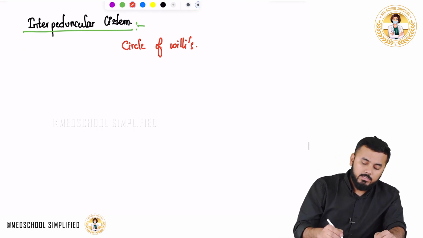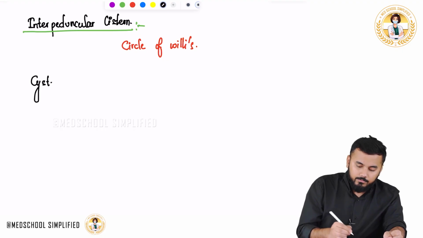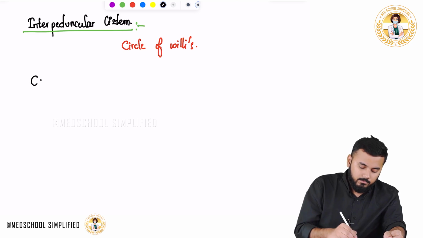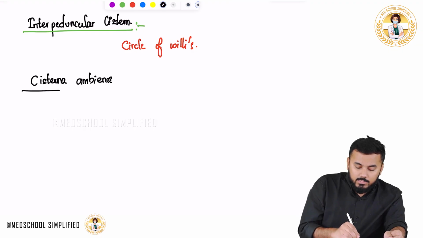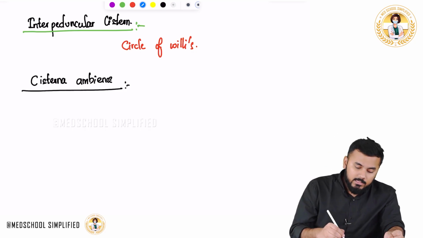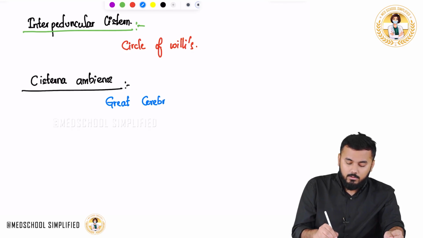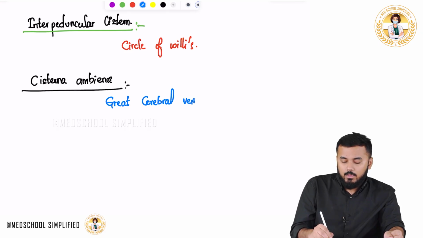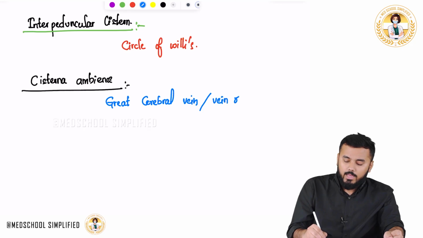And the next important cistern we have got over here is cisterna ambiens. Now within the cisterna ambiens we have got a vein, okay, and this vein is called as great cerebral vein. What is the other name for this great cerebral vein, which is also called as vein of Galen?